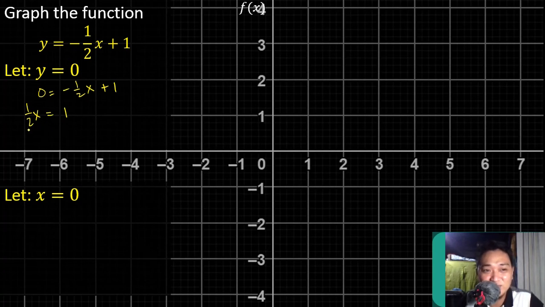Ayusin lang natin tong term na to. 1/2 times x is the same as x over 2. Paano nangyari yun? Kasi si 1/2 times si x, si x may denominator na 1. So, sa fraction, numerator times numerator, denominator times denominator. So, 1 times x is x, ayan po. Tapos 2 times 1 is 2, ayan. Ganun lang po yun.